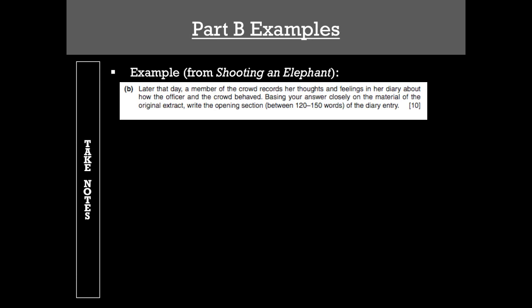For this one, you're just writing from an alternate point of view. It's told by George Orwell, who doesn't want to shoot the elephant, and now you're a member of that crowd, and you recap what you saw, and especially how the officer and then the crowd behaved. So those are two things you probably want to concentrate on right there.